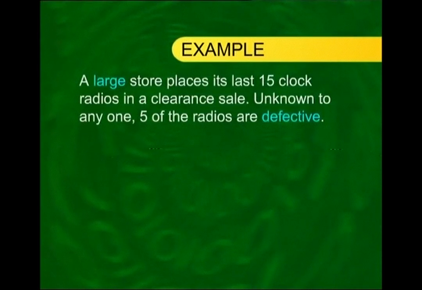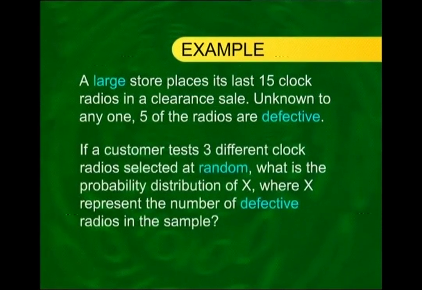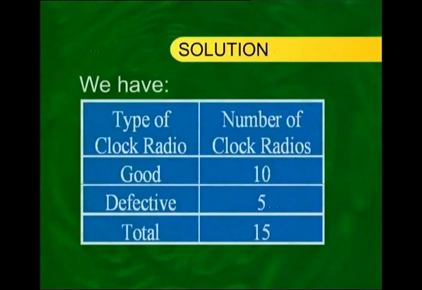As you now see on the screen, a large store places its last 15 clock radios in a clearance sale. Unknown to anyone, 5 of the radios are defective. If a customer tests 3 different clock radios selected at random, what is the probability distribution of X, where X represents the number of defective radios in the sample? In order to solve this question, the first thing is to realize that out of a total of 15 clock radios, 10 are all right and 5 are defective.